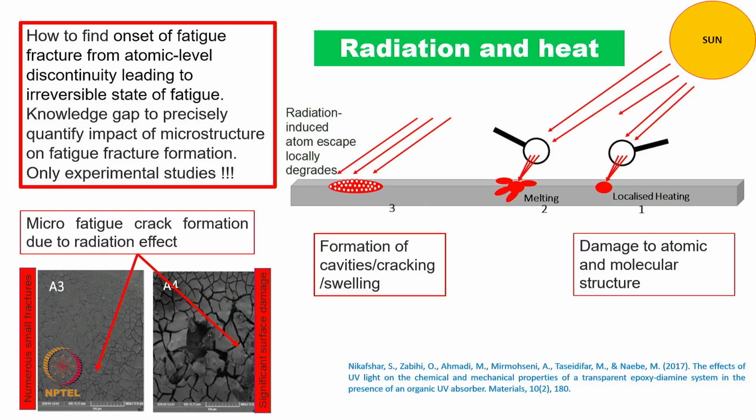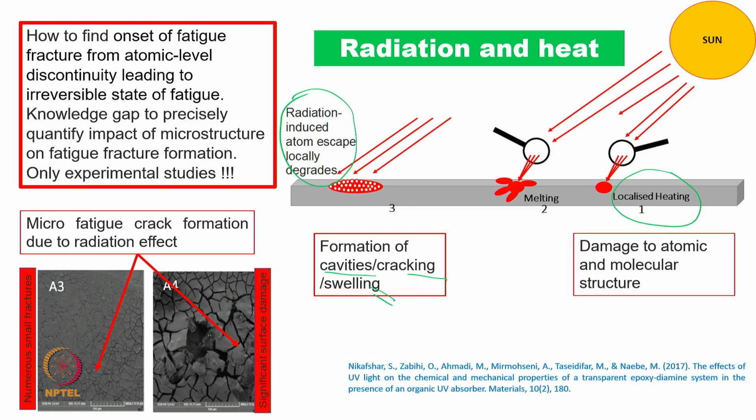Now, we also studied something like radiation and heat. What we studied in that is that there is a possibility that localized heating occurs. When there is localized heating, localized plastic deformation may happen. There is a possibility that atoms will escape from the surface, and because of the escaping of atoms from a surface, we studied that there will be possibilities of cavities, a possibility of cracking, and a possibility of swelling of the surface itself.